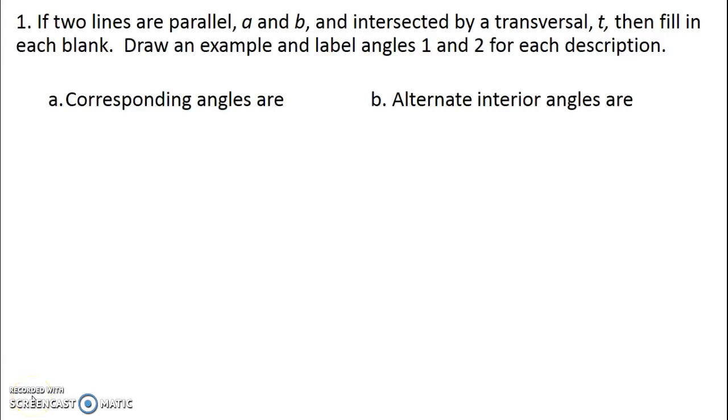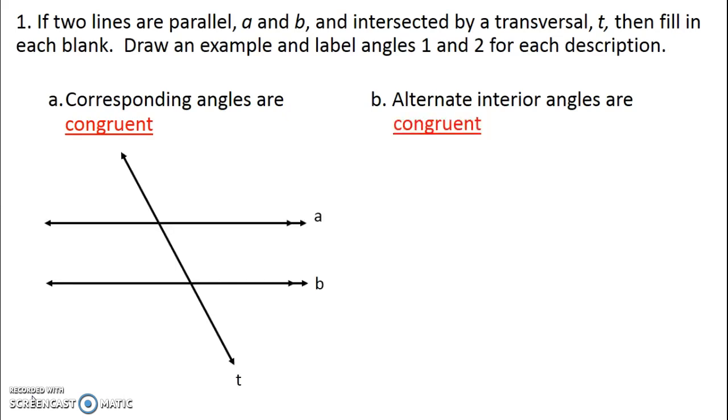Looking at question 1, it says, if two lines are parallel, A and B, and are intersected by transversal T, fill in each blank. Then we'll draw an example. So if we're going to have parallel lines cut by a transversal, then you're going to have corresponding angles that are congruent. Alternate interior angles will also be congruent.